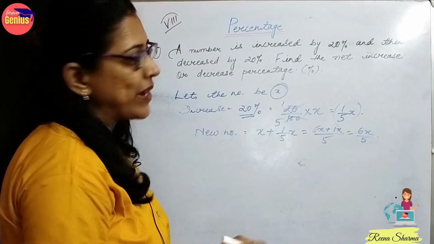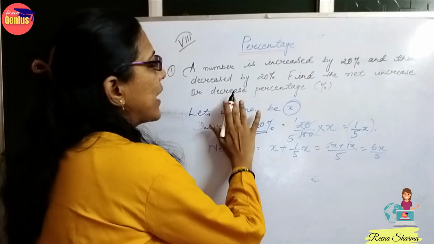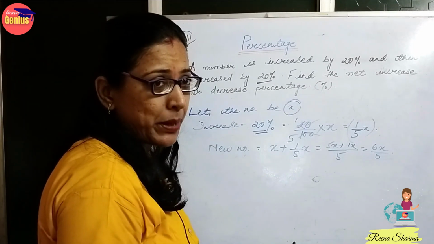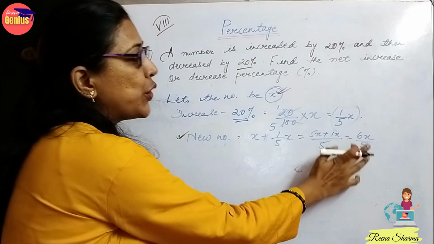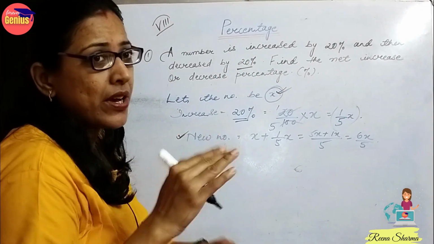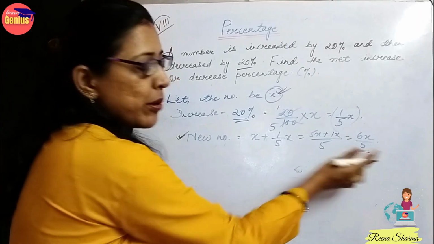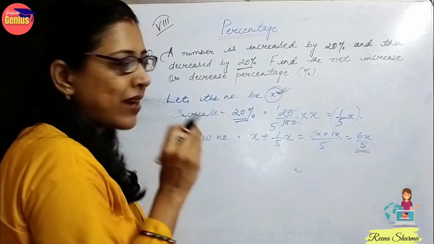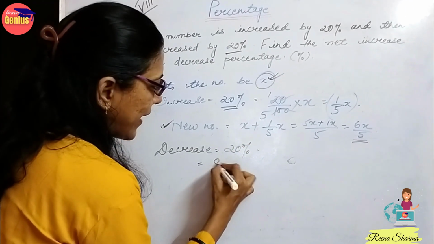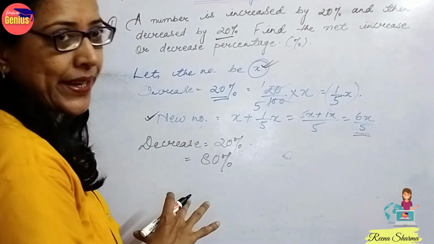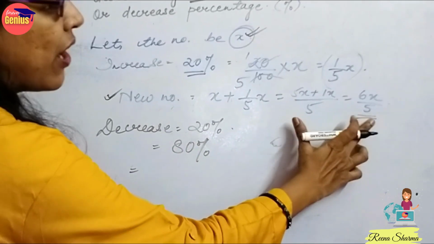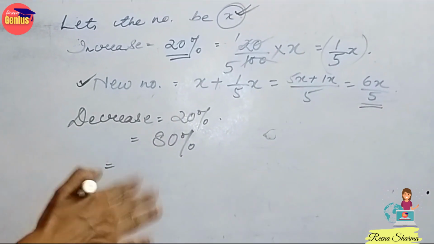Now come to the second part of our question: then decrease by 20%. Which number will I decrease by 20%? We have to decrease 20% of the new number which we got. If we are decreasing 20%, what will be the value of 100%? It is 80% of this, isn't it? Because percentage is always calculated on 100. So the decrease is equal to 20%, which means we get 80%, because from 100 if I decrease 20, it is 80. So 80% of this is the new number we are going to get.